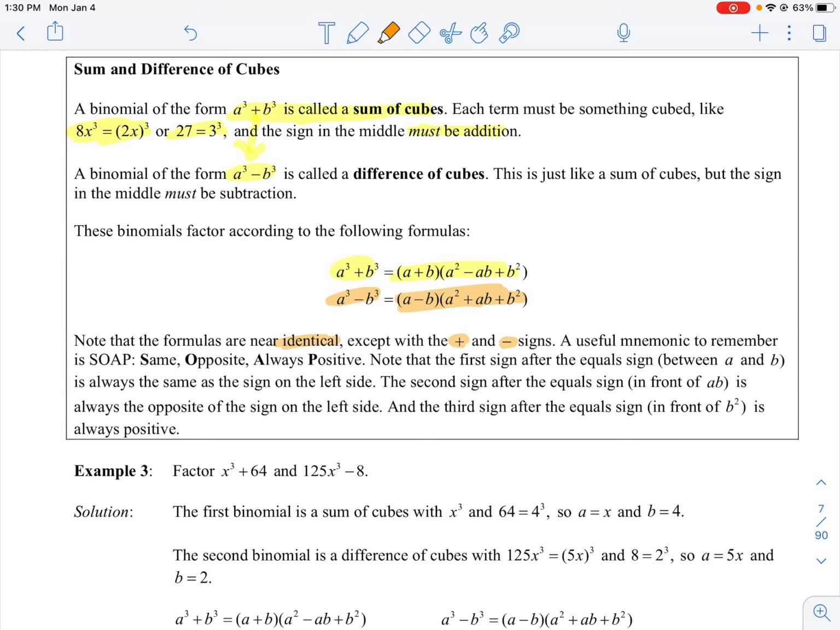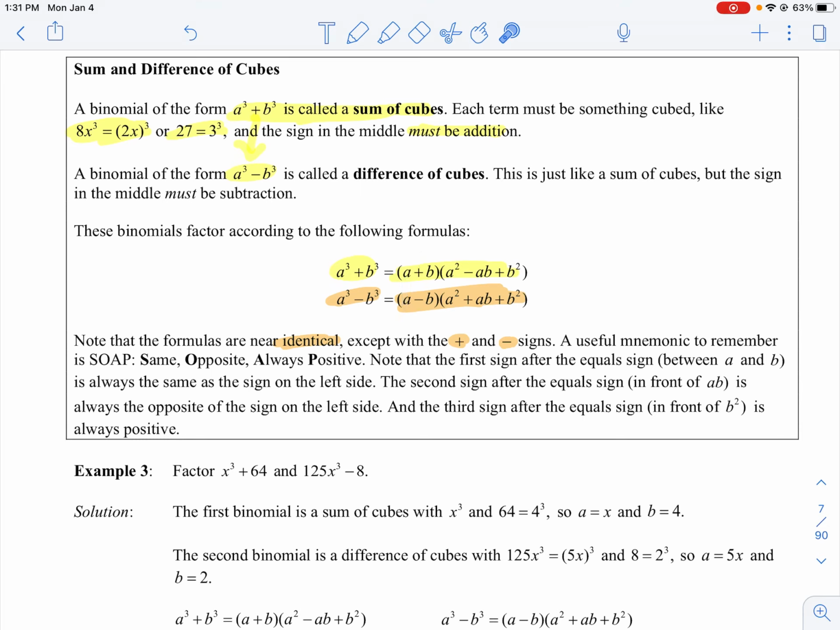A useful mnemonic to remember is what we call SOAP. The letters that are being used in both formulas are the same. So let's take a look. Both have a, both b, both a squared, both ab, and then both b squared. Right? So the letters are the same, but if you look at the signs, they're different.